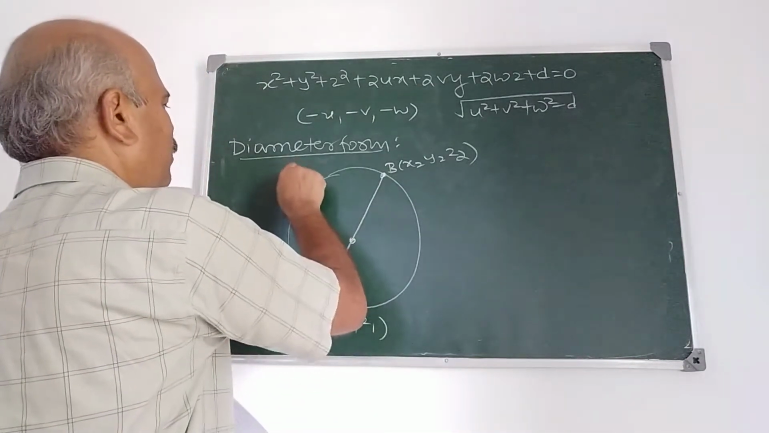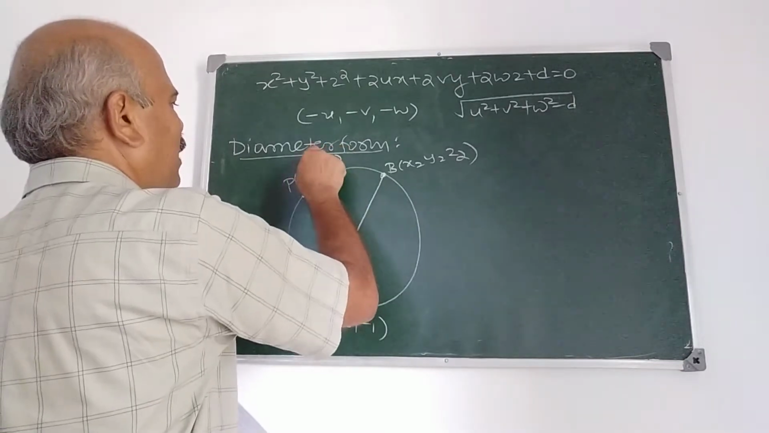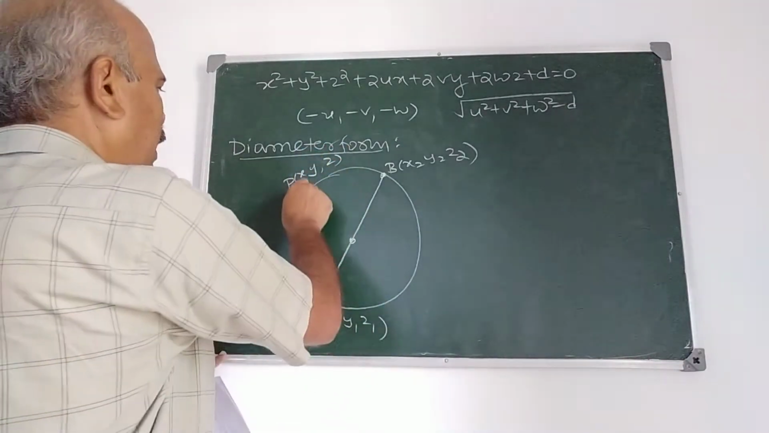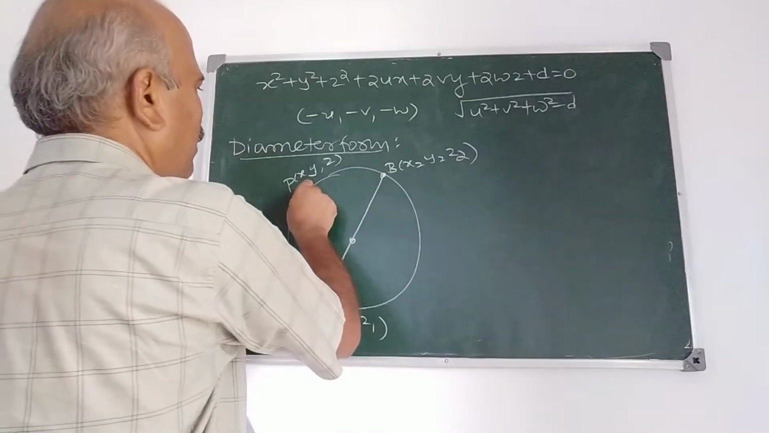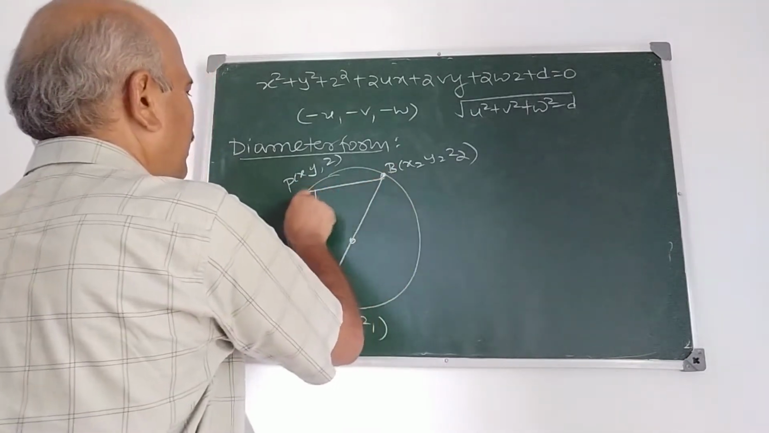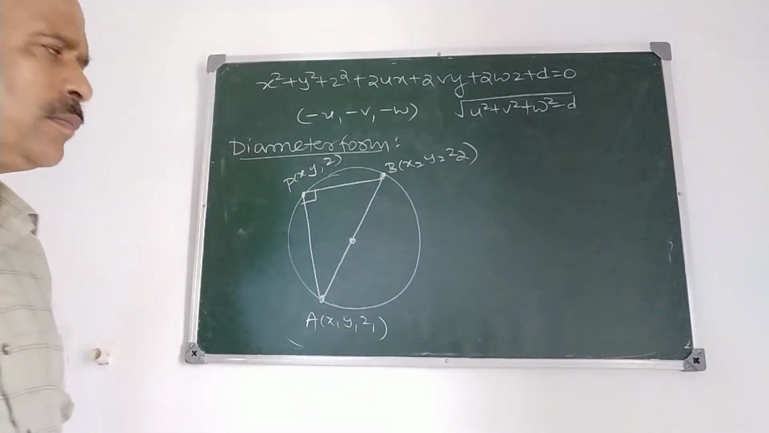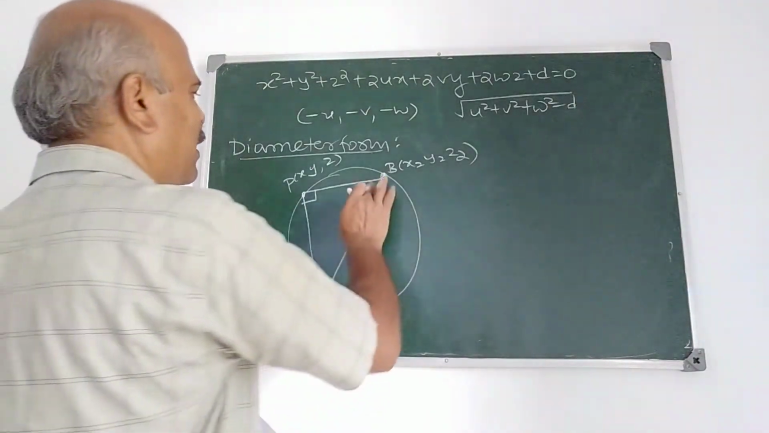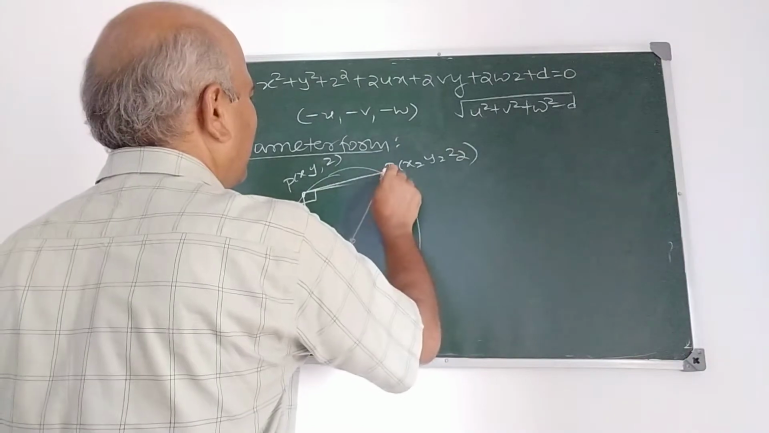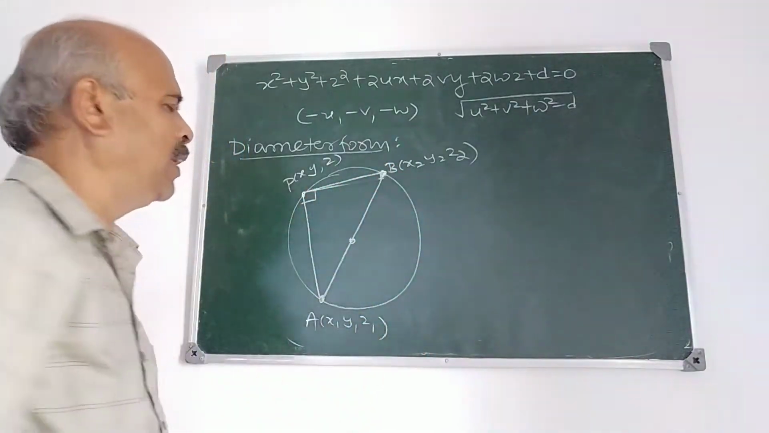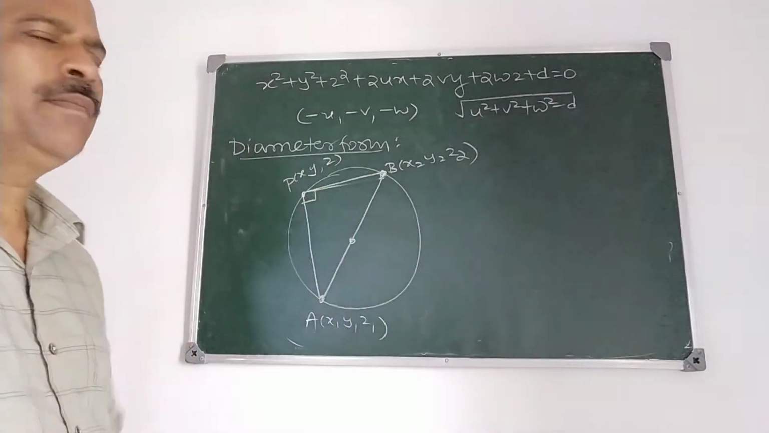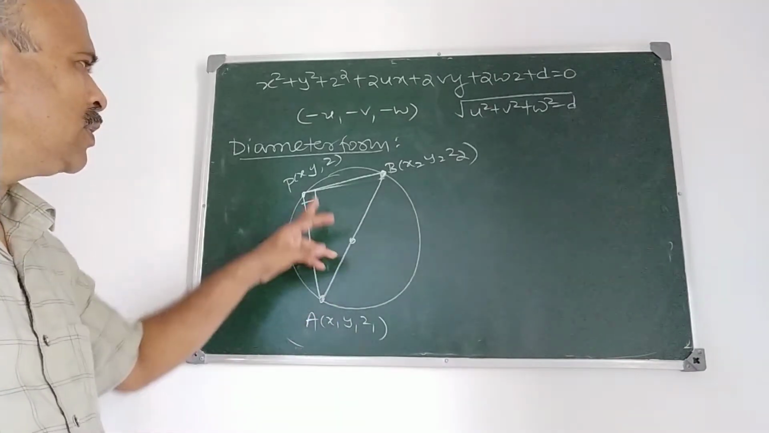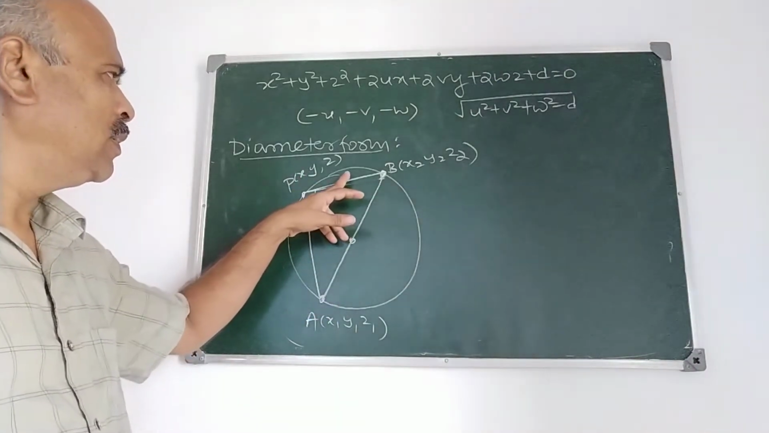For that we take P(x, y, z), any arbitrary point on this sphere, and join AP and PB, and this will be a right angle. APB is a right angle, a right angled triangle, right angled at P. Now we use this to find the equation of this sphere.